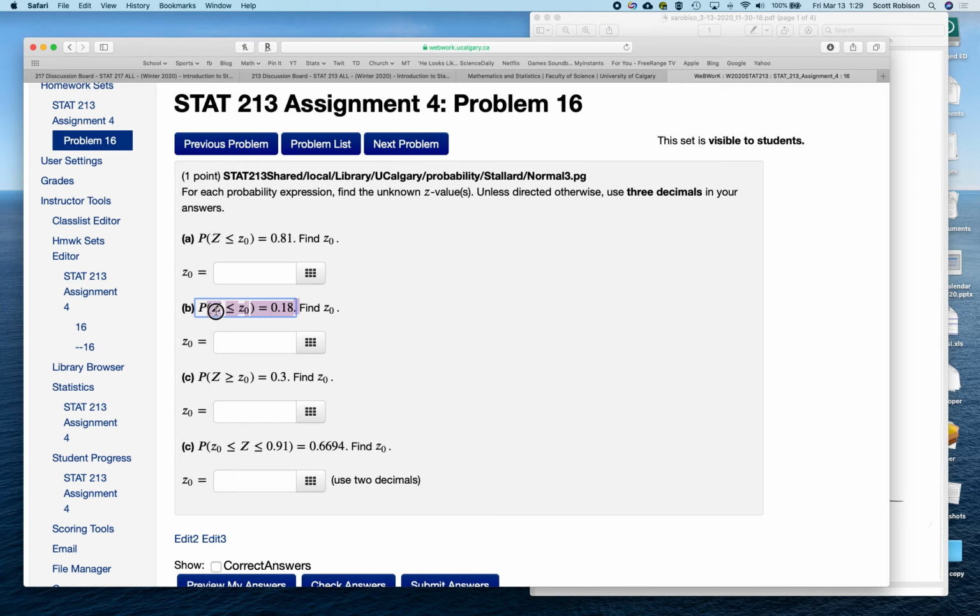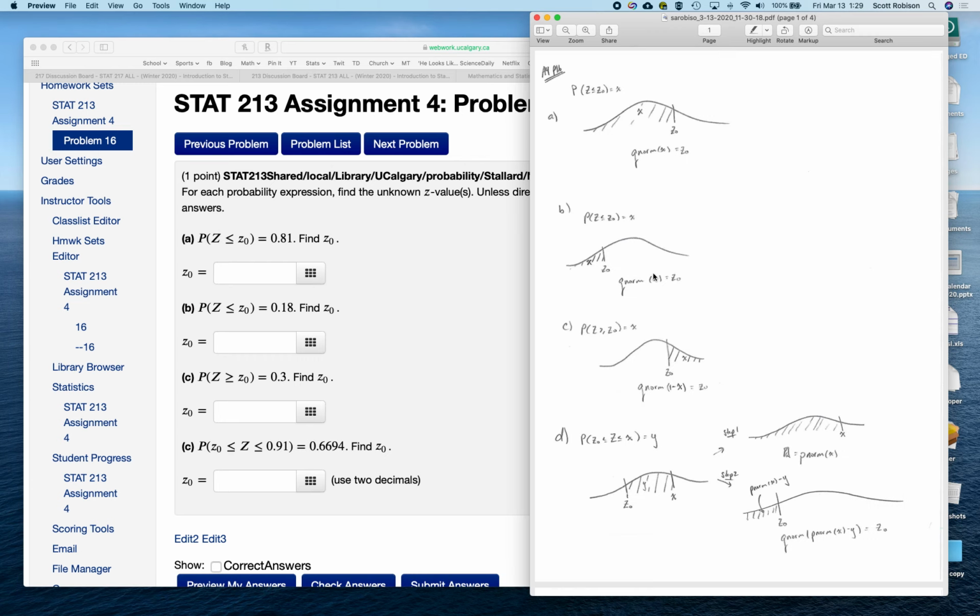Continuing on with this question. Again, problem B is very similar to problem A. I suggest drawing pictures. The only difference is here for my A, I had a large amount of area on the left, and here for my B, I've got a smaller amount of area on the left. However, to solve it is a similar idea. There's a small slight difference in part C, and you can see that the difference is instead of the less than or equal to sign, I have the greater than or equal to sign. This is talking about the area on the right.